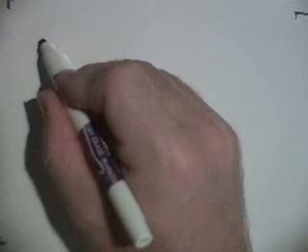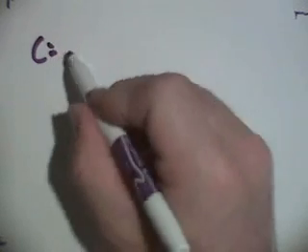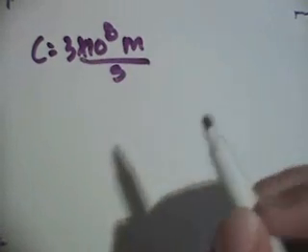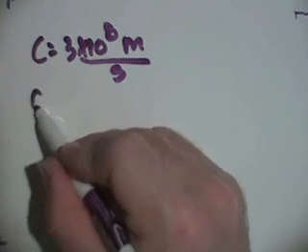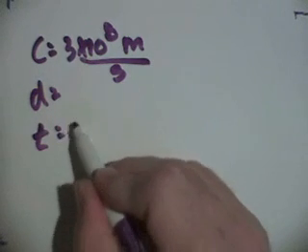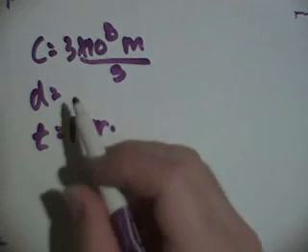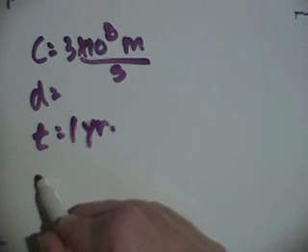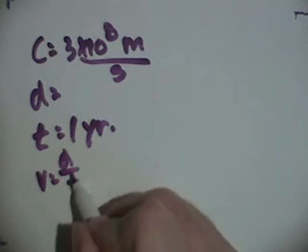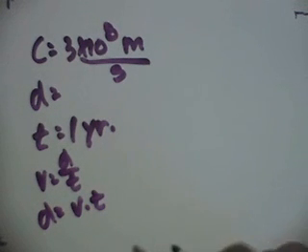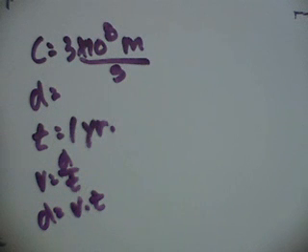A light year is the distance light travels in a year. If the speed of light, c, is 3 times 10 to the 8 meters per second, and we're looking for distance, the time is equal to 1 year. We want to know the distance it travels. If velocity is distance over time, then distance would be equal to velocity times time. So that would be the formula for distance: velocity times time.